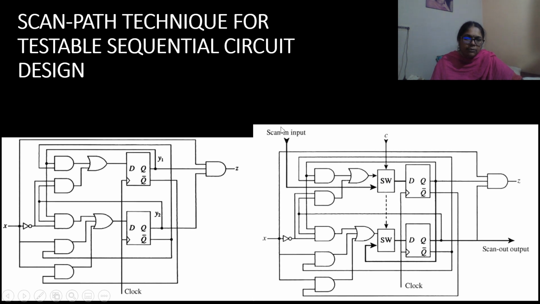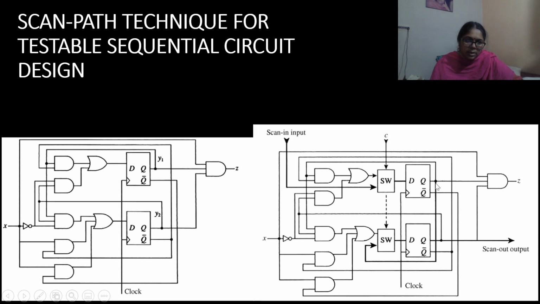So if we give 0 as the scan-in input, 0 will be given to the D flip-flop, so that output of the D flip-flop should be 0. Similarly, if I give 1 as the scan-in input, then 1 will be given as input to the D flip-flop. What does this mean? This means that the input to the D flip-flop is the scan-in input which we are actually giving.